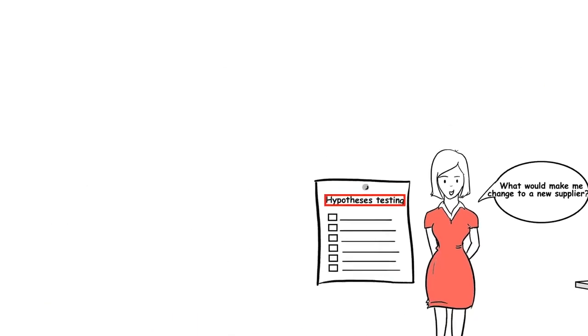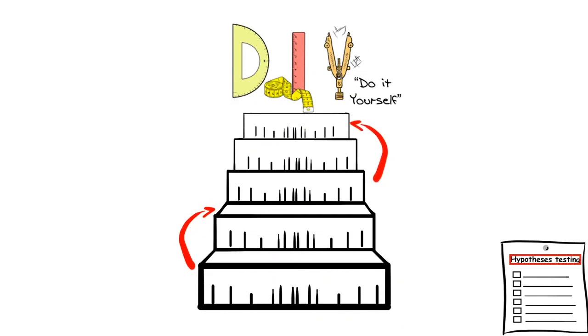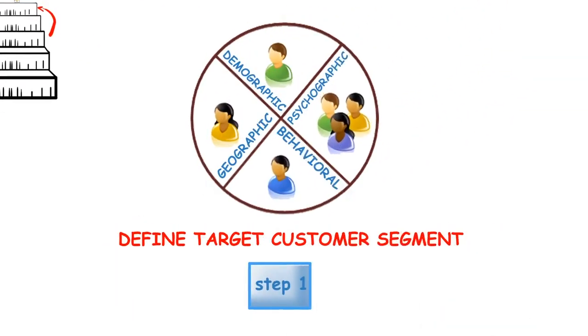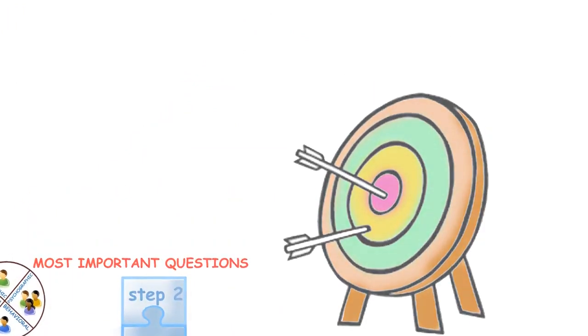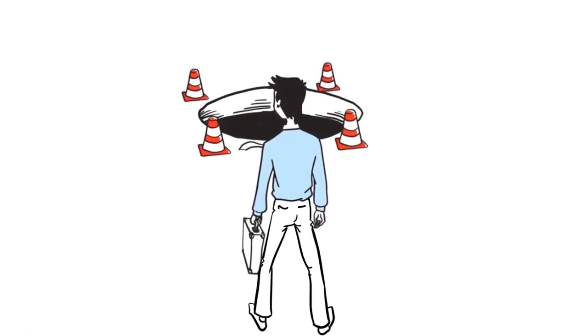Here is a simple 6-step approach to do-it-yourself buyer research. First, define your target customer segment. Then, identify the most important questions you need to have answered. Be careful to get this right, as it is here where most market surveys fail.